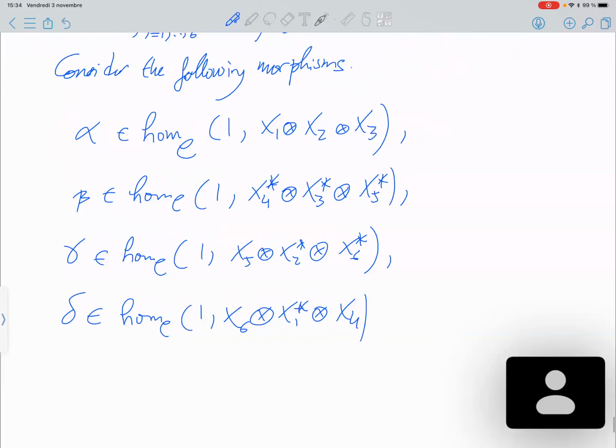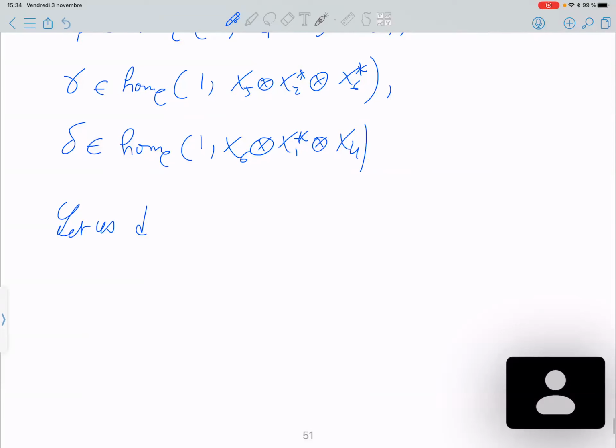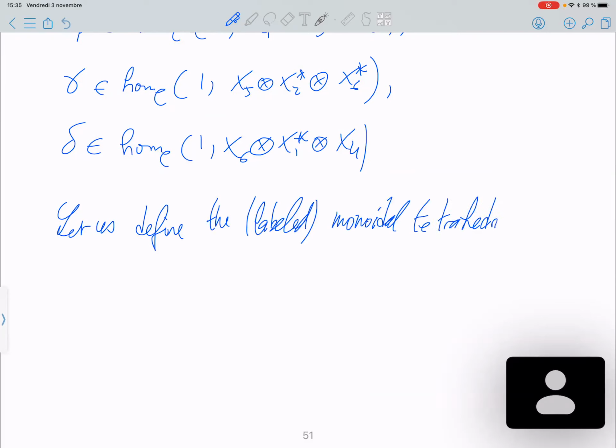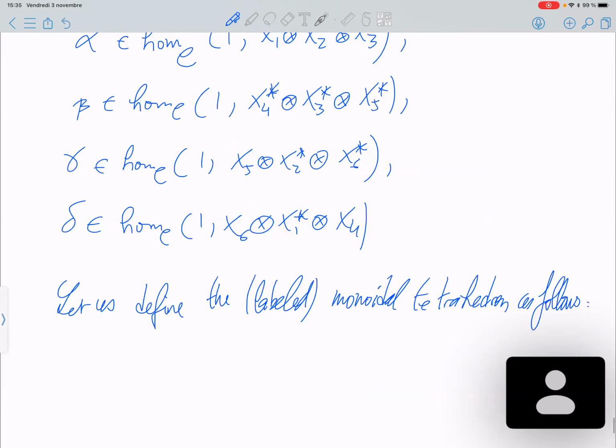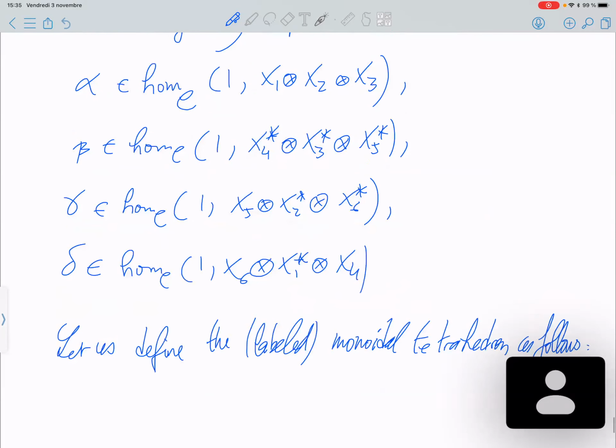So let us define the labeled monoidal tetrahedron. As I said, we will follow this model.